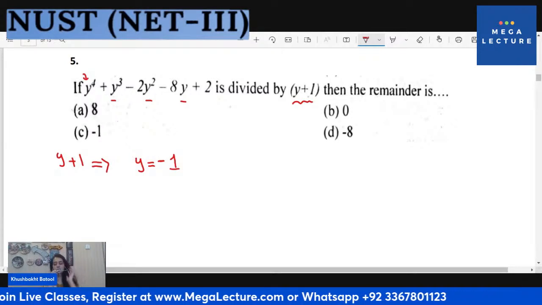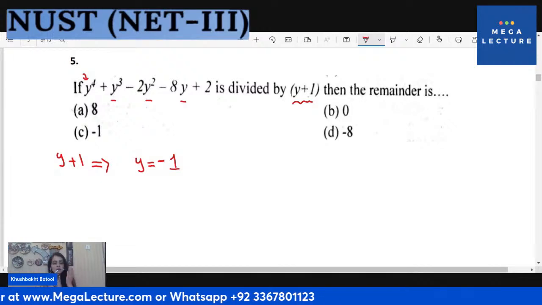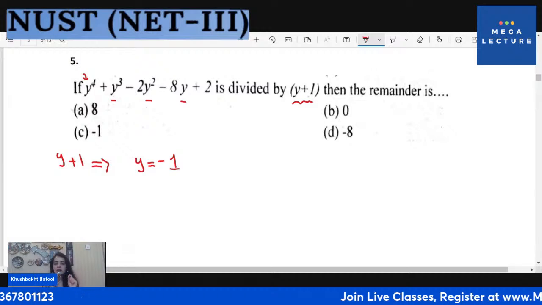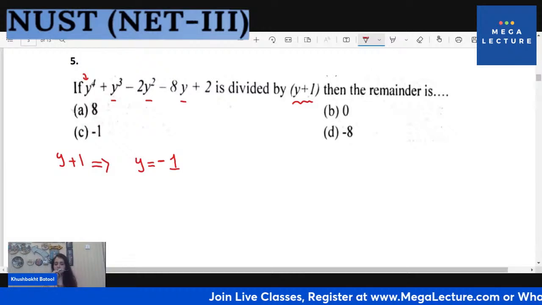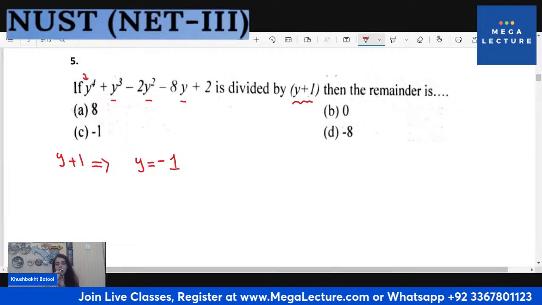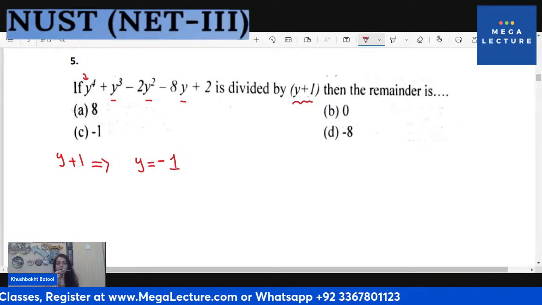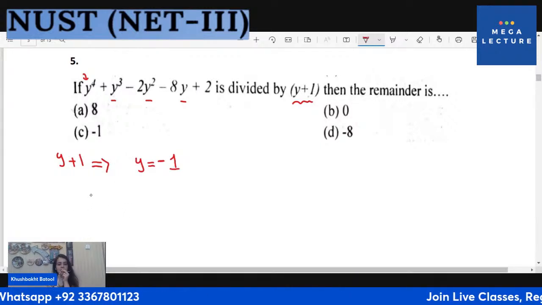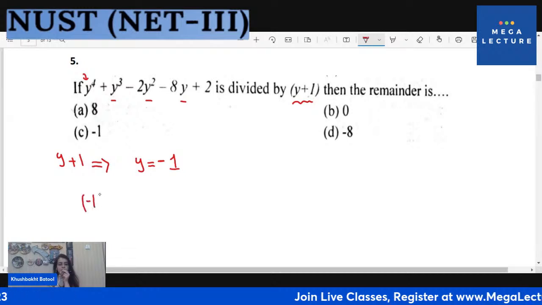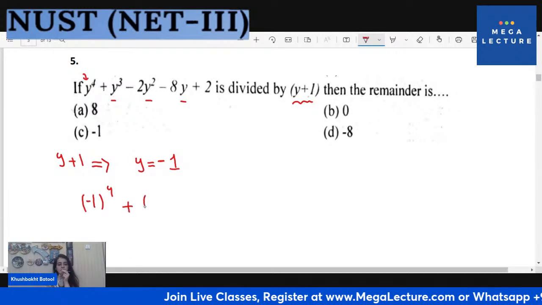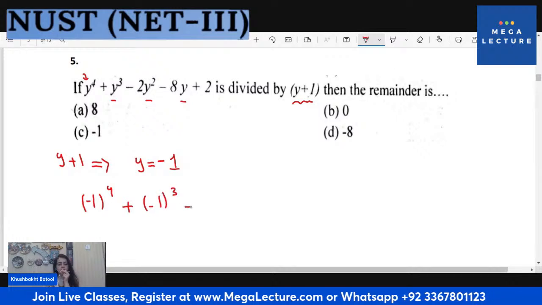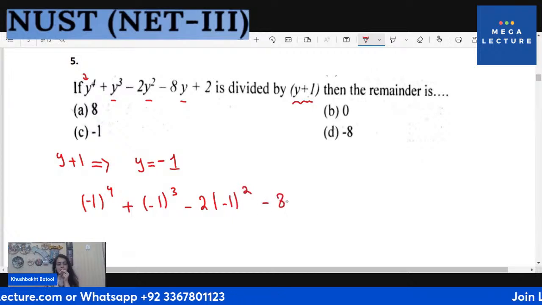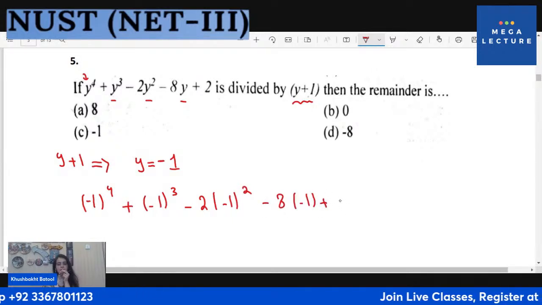So if anyone is not familiar with the remainder theorem, I repeat, whatever factor you have, let's say you have y plus 1, you need to see the number that you'll plug in for y. For example, if the factor is y plus 1, you'll be plugging in minus 1, and whatever number you get after simplification, that is going to be your remainder. So it's simple. I have minus 1, so it would become minus 1 to the power 4 plus minus 1 cubed minus 2 into minus 1 squared minus 8 into minus 1 plus 2.